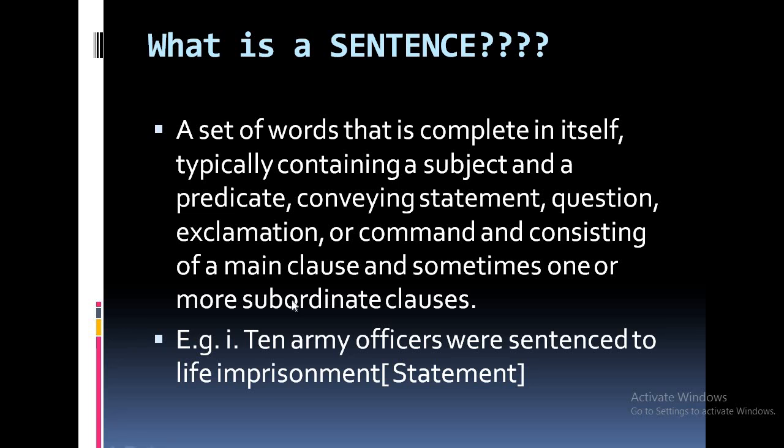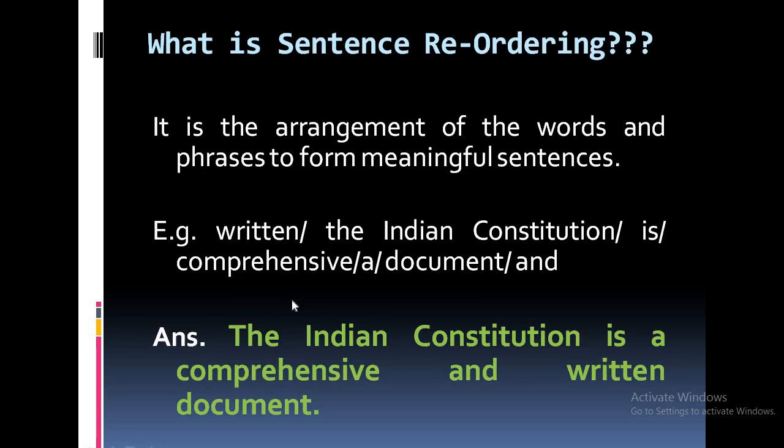So let's just move with the next part. So now, what is sentence reordering? You know what a sentence is, but what is the reordering of it? See, it is the arrangement of the words and phrases to form meaningful sentences. This is very important: the arrangement of the words and phrases should be in a way that it is all very meaningful. And the moment you try making it meaningful, of course it will be ordered in the proper way, right?